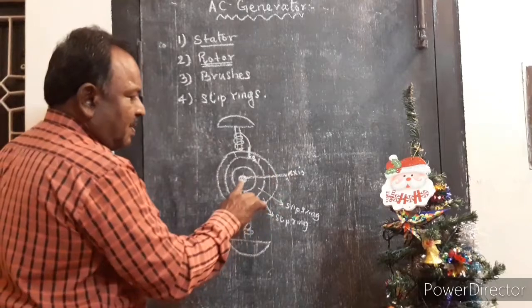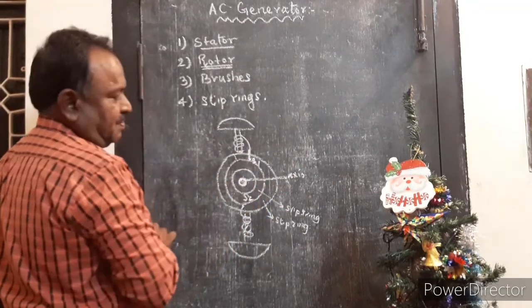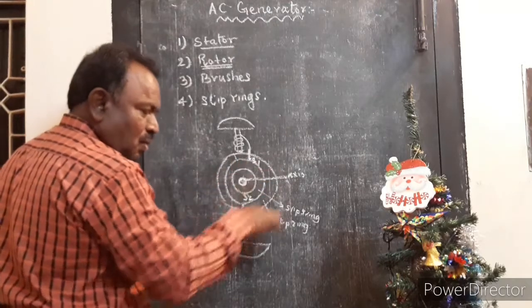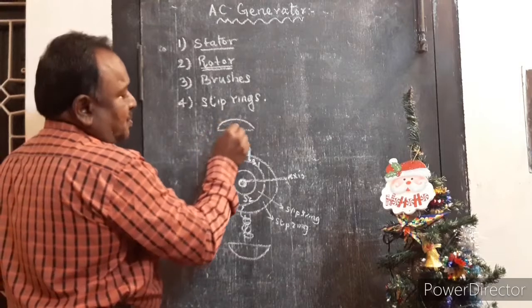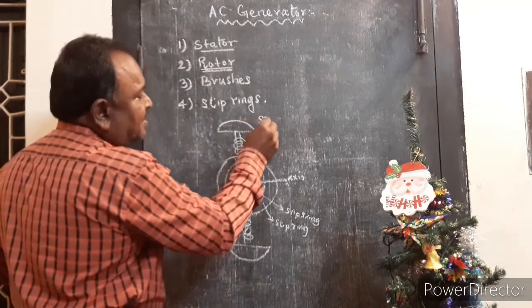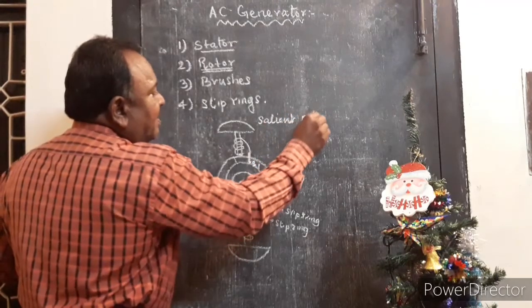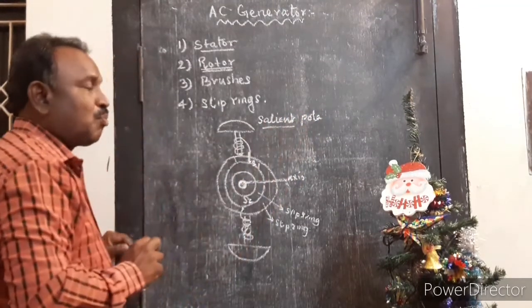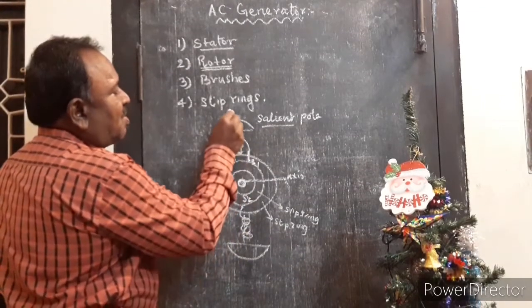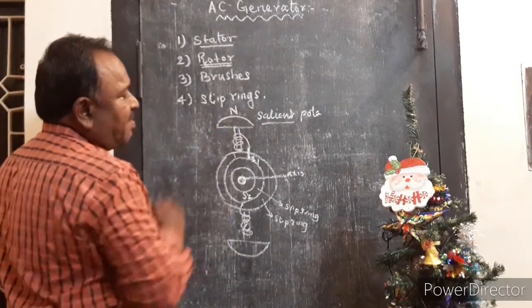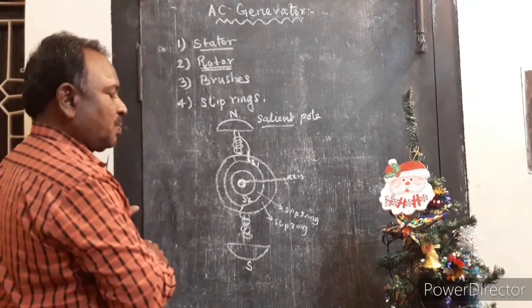So when this axis rotates, the slip rings will also rotate along with the axis, and the poles are called salient poles. The word salient means projecting. When current is allowed to pass through this coil, one will behave as the north pole and the other will behave as the south pole.